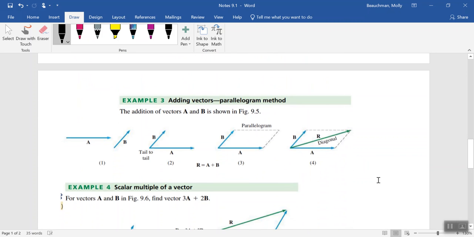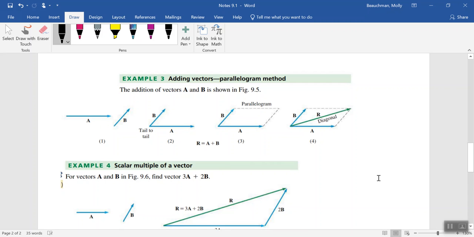There's another method called the parallelogram method. In this method, instead of taking A and B and putting them terminal side, initial side, if we add vectors A and B, the parallelogram method puts A and B tail to tail. They share the same initial side. And then we sketch in a parallelogram. And then the resultant is the diagonal of the parallelogram.